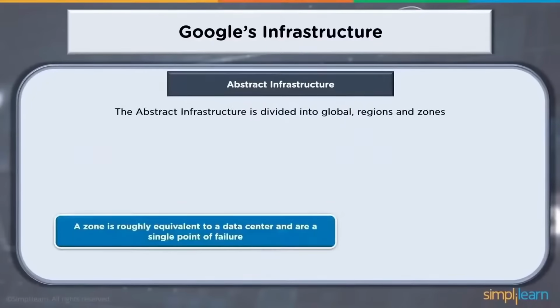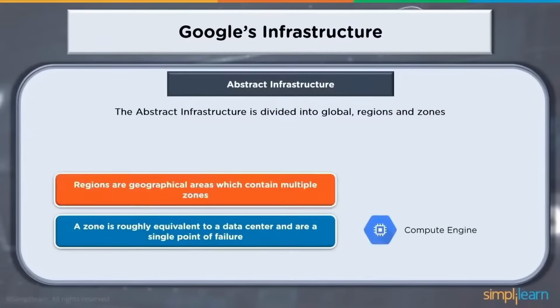When we talk about abstract infrastructure, that is divided into global, regions, and zones. A zone is roughly equivalent to a data center and a single point of failure. So you could have your Compute Engine, which is within a zone, or you could say Compute Engine is a zonal resource. You have regions, which are geographical areas which contain multiple zones.